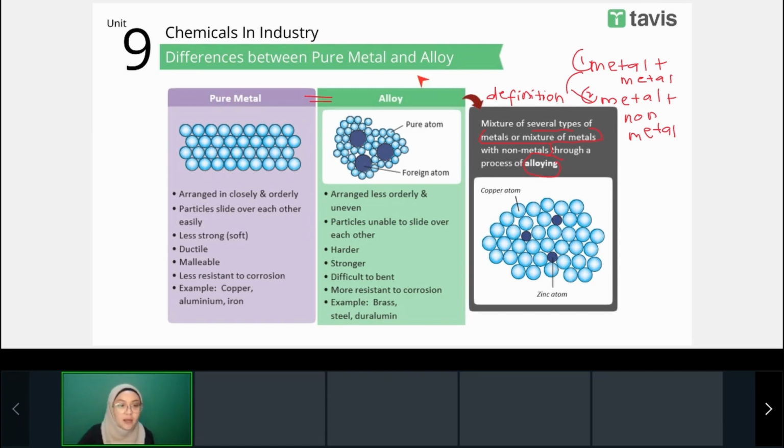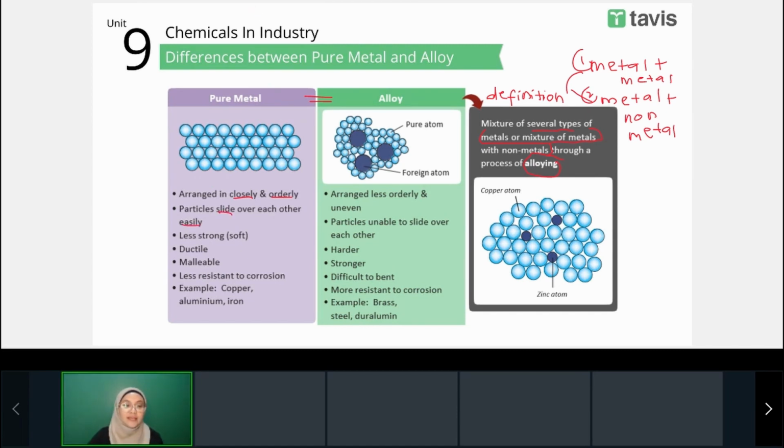Okay, which one is better, alloy or pure metal? Anyone have any idea? Which one do you wish to use as your gate, alloy or pure metal? So let's see. The arrangement of atoms in pure metal is very orderly and closely arranged with each other. It is arranged in a closely and orderly manner that makes the atoms easily slide with each other.